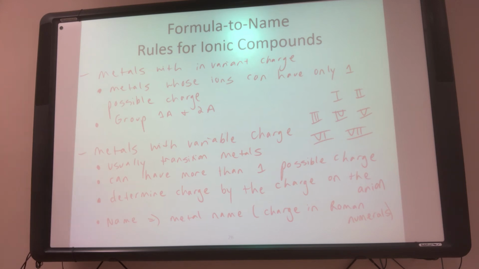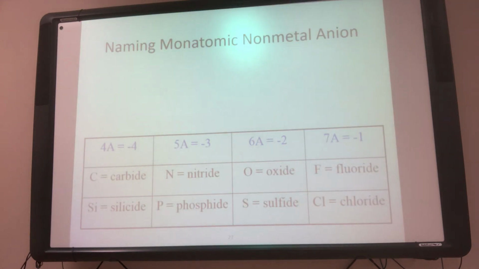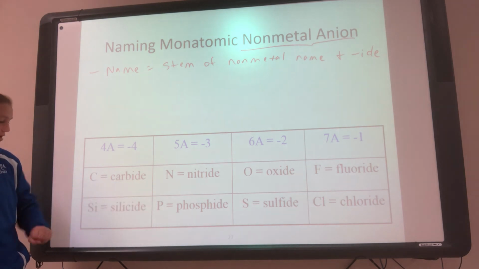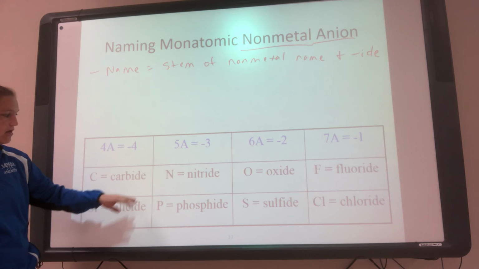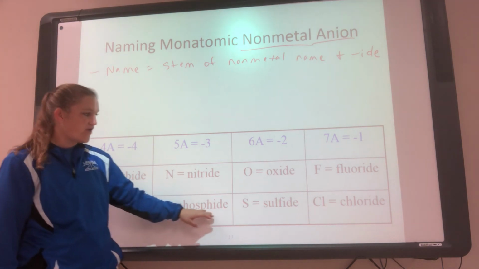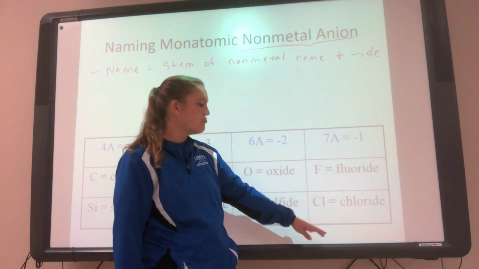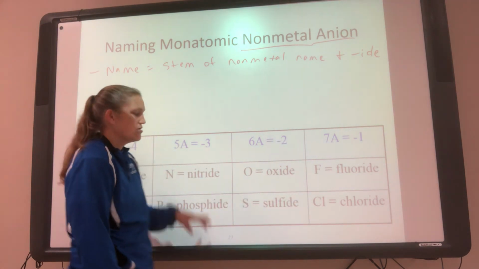All right, so let's look at the nonmetal. For the anion, if it is a nonmetal, we said that the way that it's named is the stem of the nonmetal name plus the ending IDE. So carbon is the nonmetal, so it'd be carbide. Silicon, silicide. Nitrogen, nitride. Phosphorus, phosphide. Oxygen, oxide. Sulfur, sulfide. Fluorine, fluoride. Chlorine, chloride. Bromine, bromide, etc. You could go all the way down. Okay, and this is just some examples.